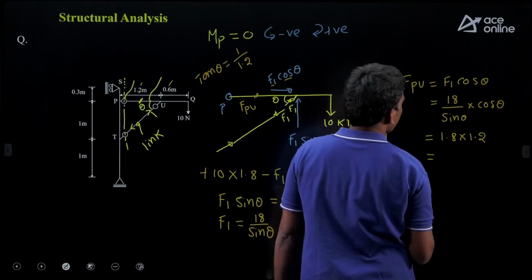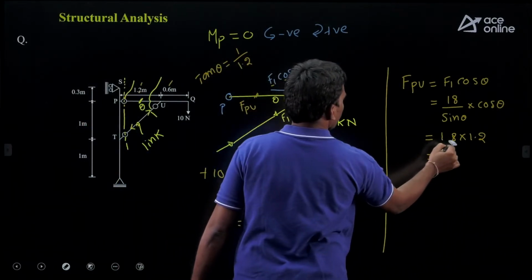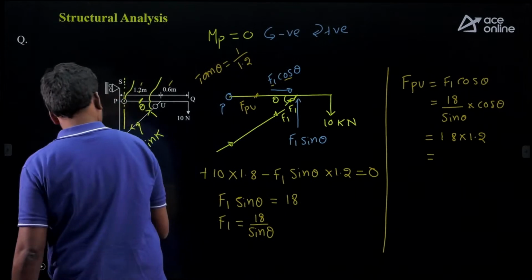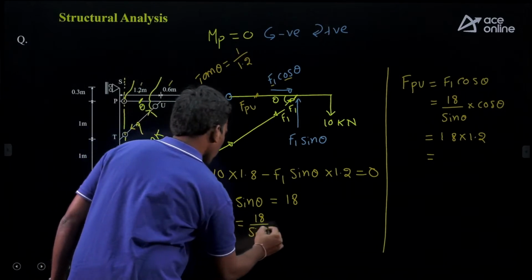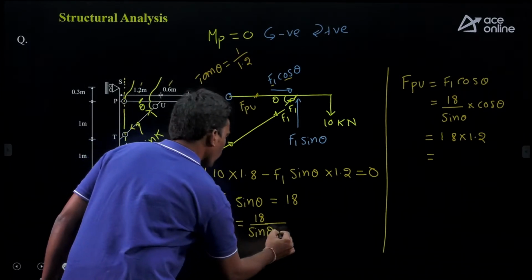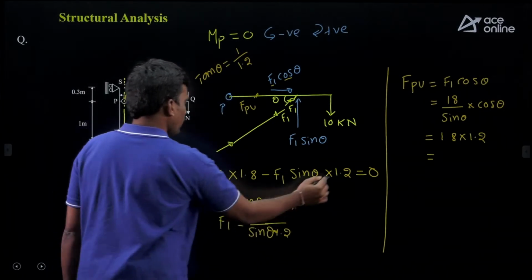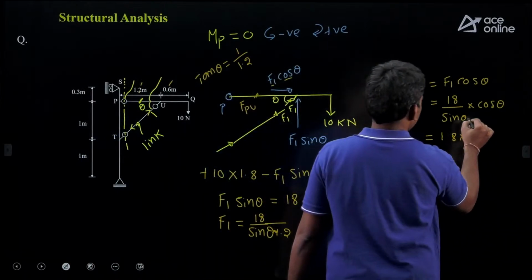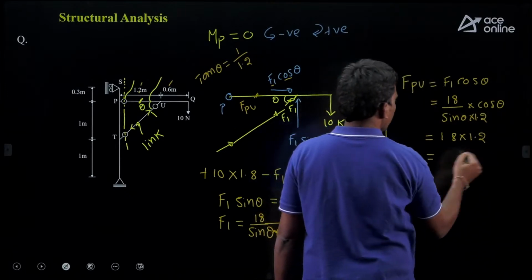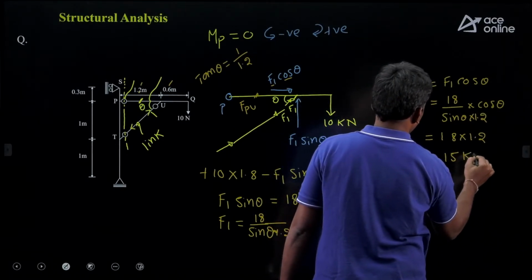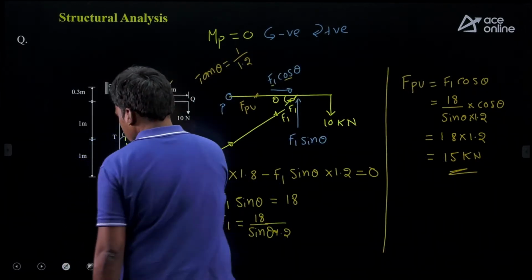Then here we have divided by 1.2, right? Divided by 1.2 here. Then you will get 15 kilonewton. Okay, right. Next question.